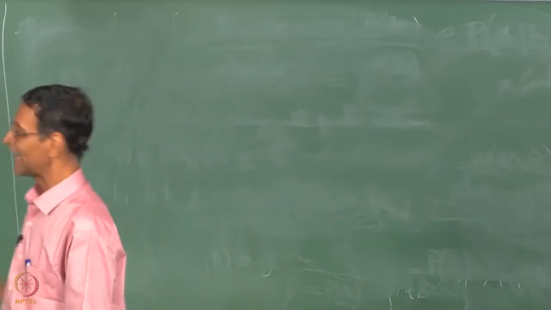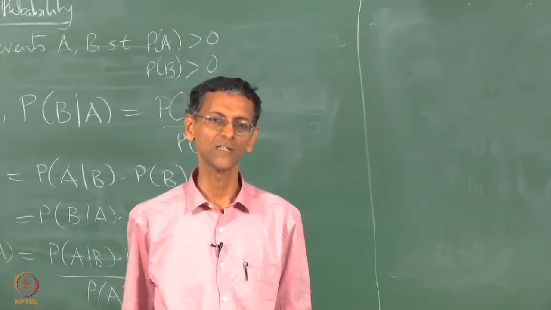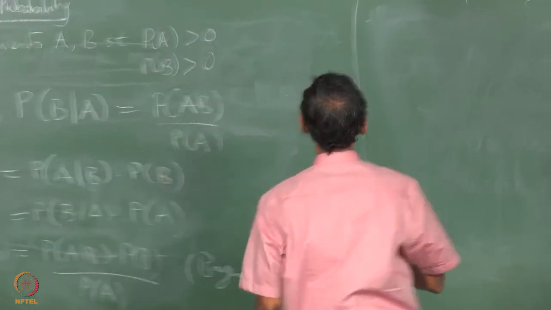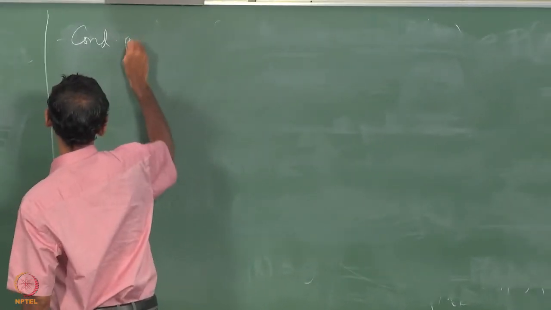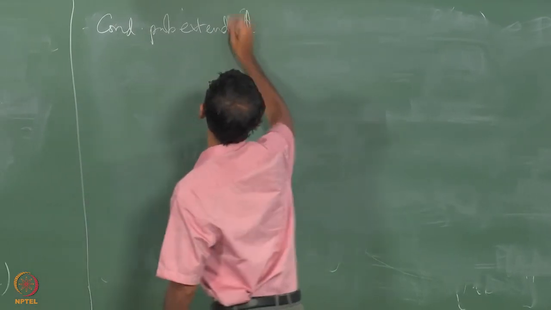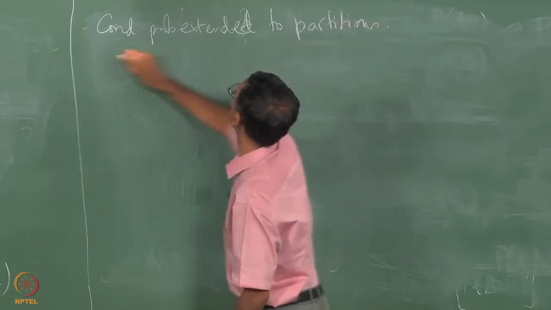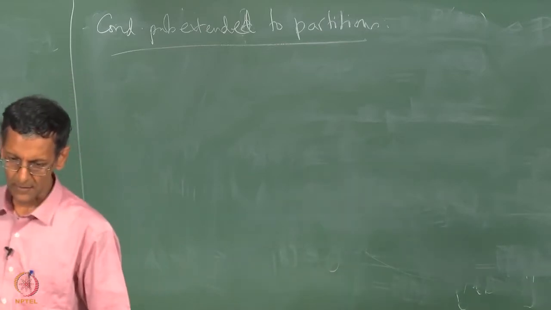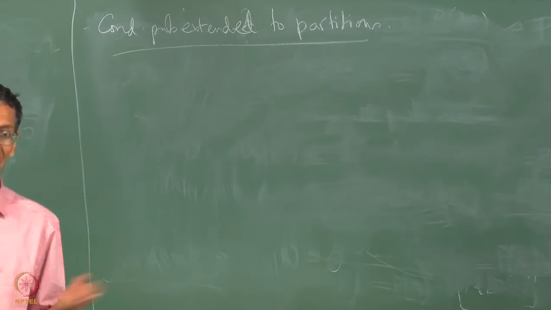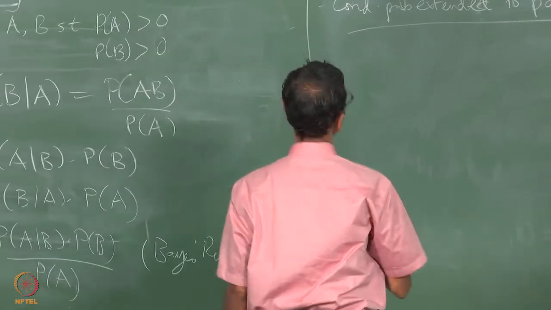Okay, so now can we extend this Bayes rule to the partition, which is again a very important extension? The whole concept of conditional probability and so on and so forth, extended to a partition. As we said at the start of this lecture, the collection A_i is a partition of omega.